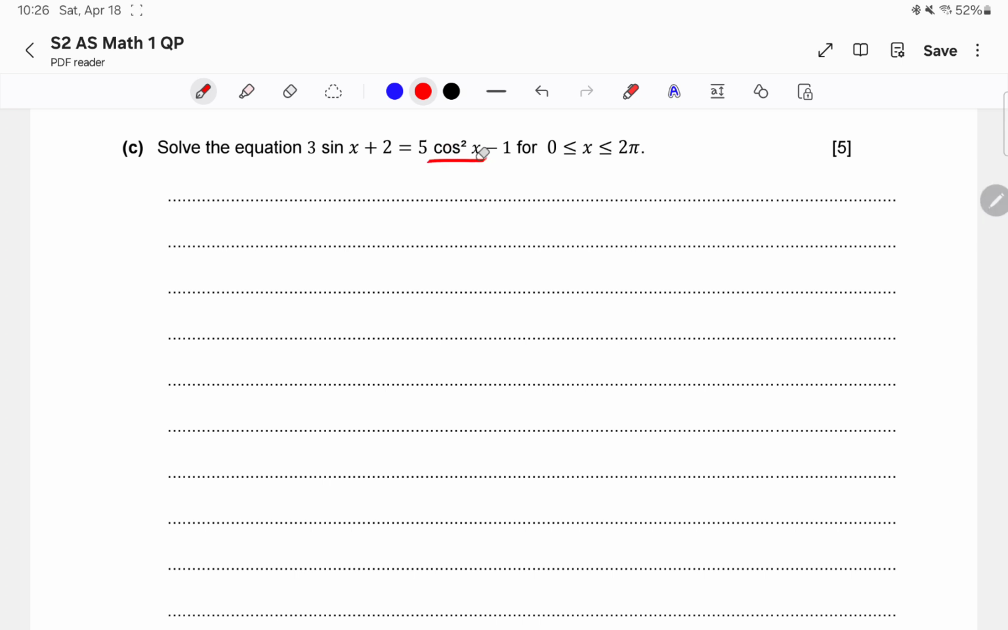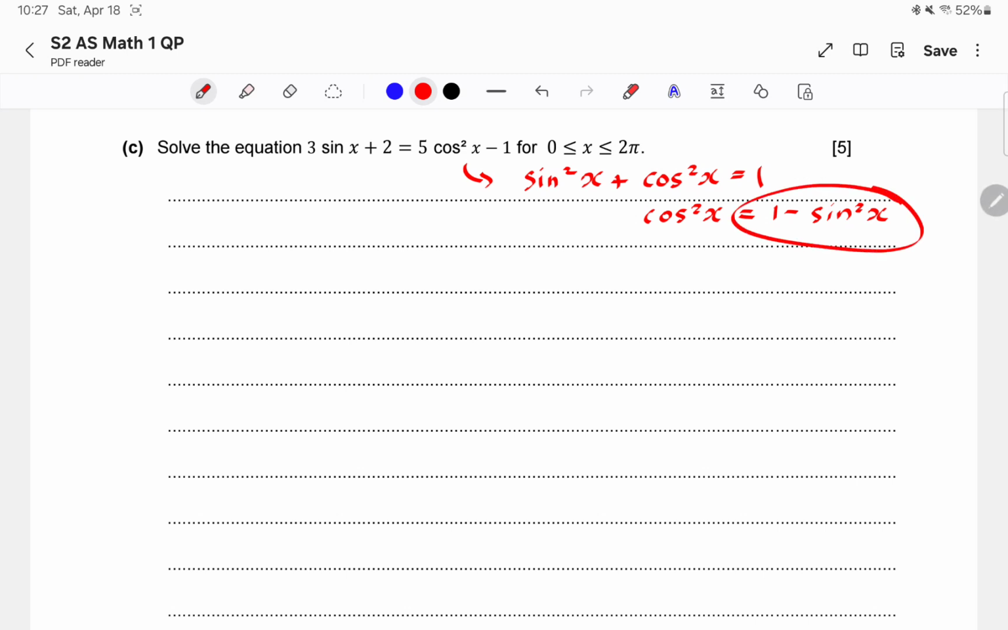Cos squared x can be written in terms of sine. This is from the MF19 identity, which is written in the MF19, don't worry. It's sine squared x plus cos squared x equals 1, and you can rearrange this. I can make cos squared x the subject, equal to 1 minus sine squared x, and that's what I'm going to use. You can also use sine squared x equals 1 minus cos squared x, but I'm going to use this.